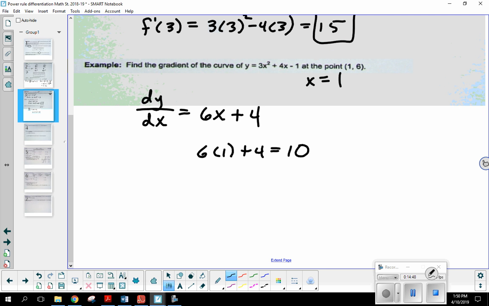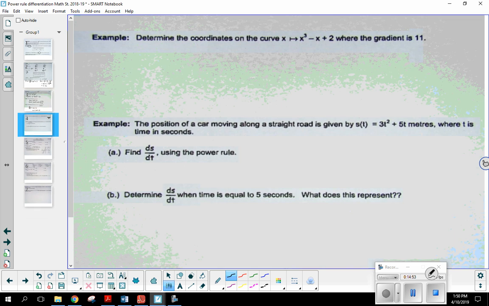Okay. Then, I believe we're almost done. I think these are the last few problems. Man, we are moving through this calculus stuff. We feeling good about it?